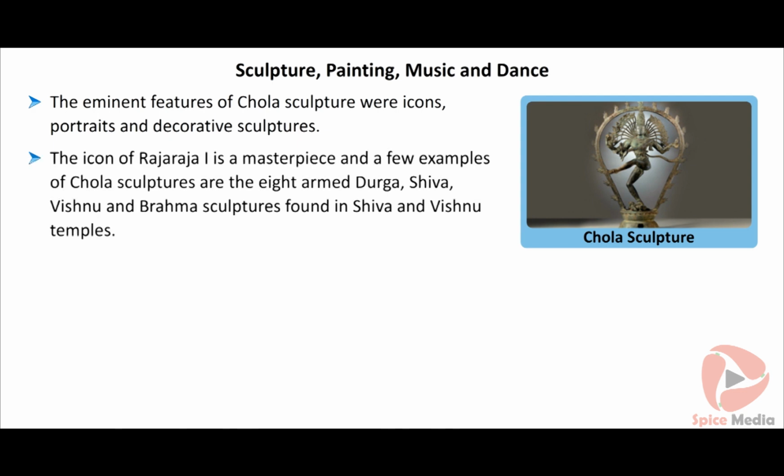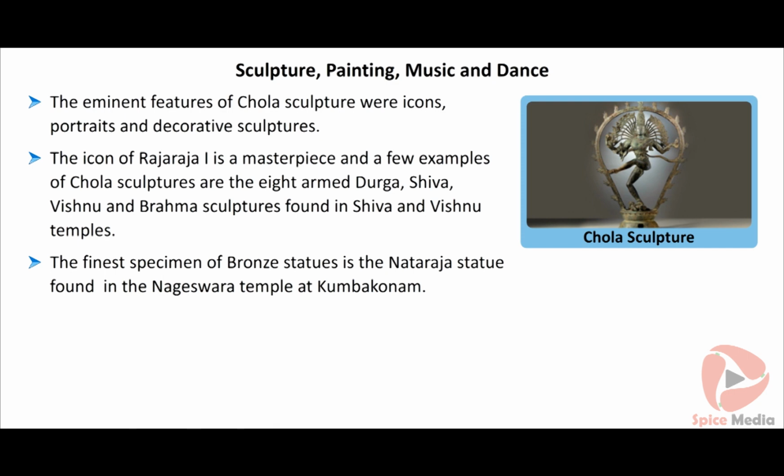The icon of Rajaraja I is a masterpiece, and a few examples of Chola sculptures are the 8-armed Durga, Shiva, Vishnu, and Brahma sculptures found in the Shiva and Vishnu temples. The finest specimen of bronze statues is the Nataraja statue found in the Nageshwara temple at Kumbakonam. Another important specimen of bronze images is the Ardhanariswarar.